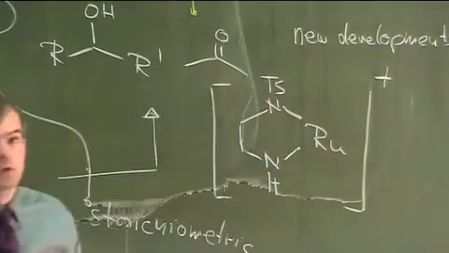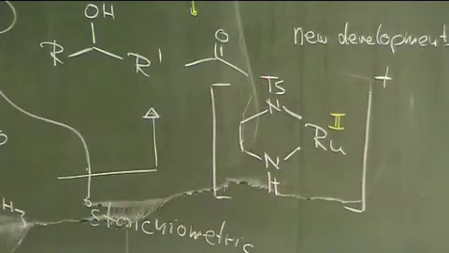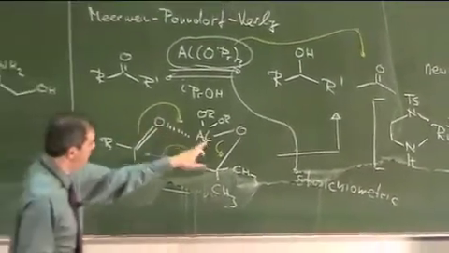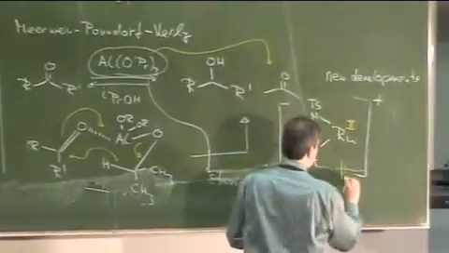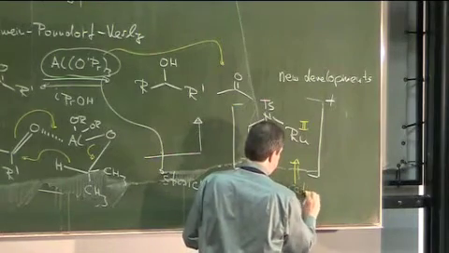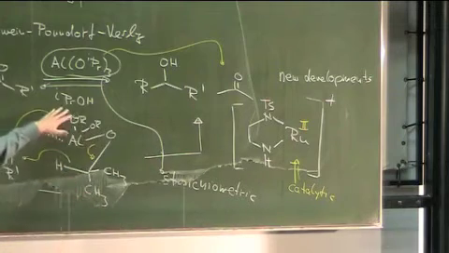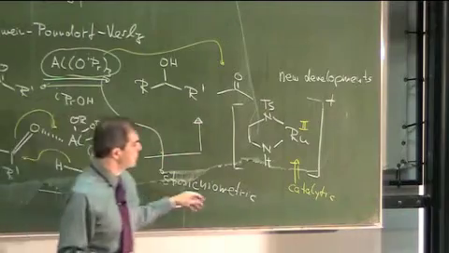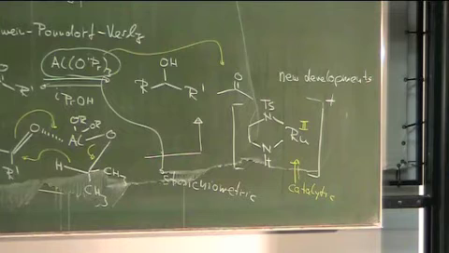So we have ruthenium(II) complexes, and they are able to affect this type of reduction in the same way as aluminum isopropoxide does. However, you only need a catalytic amount. You still need an excess of your isopropanol, which is your reducing agent, but you are able to do this very efficiently with catalytic amounts of the metal.